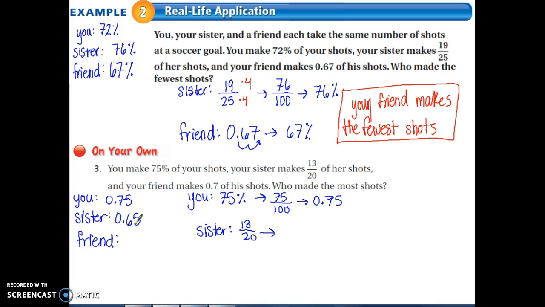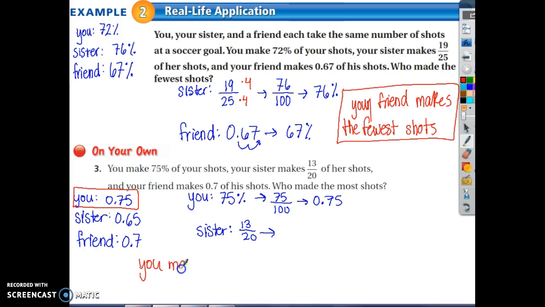Lastly, your friend makes 0.7. That one's already a decimal, so we can leave it. So now we have you making 0.75, your sister making 0.65, and your friend making 0.7. Looking at these numbers, we're looking for who made the most shots. Since you have the greatest decimal, you would be the one making the most shots.